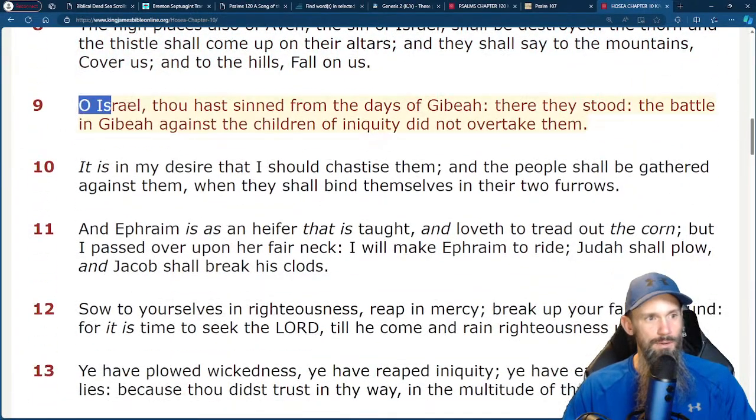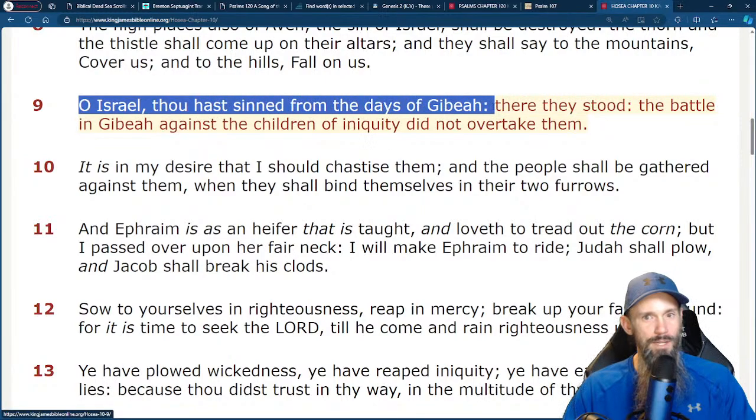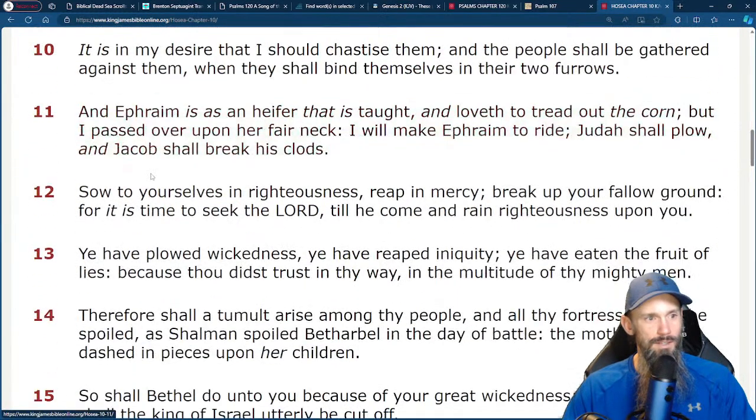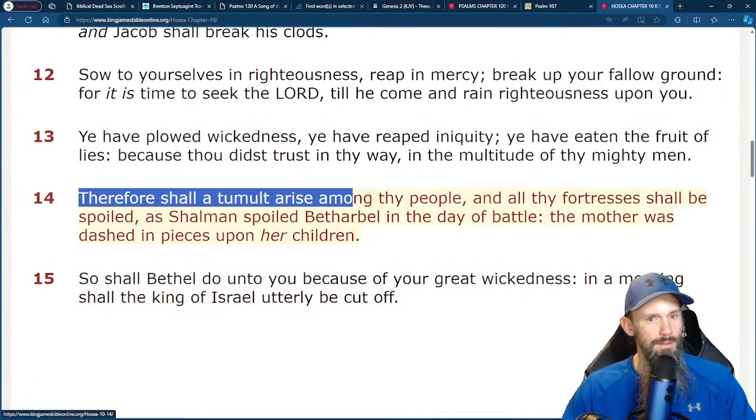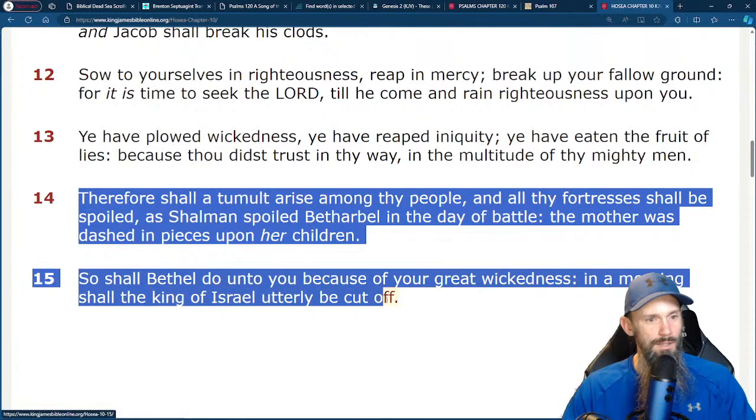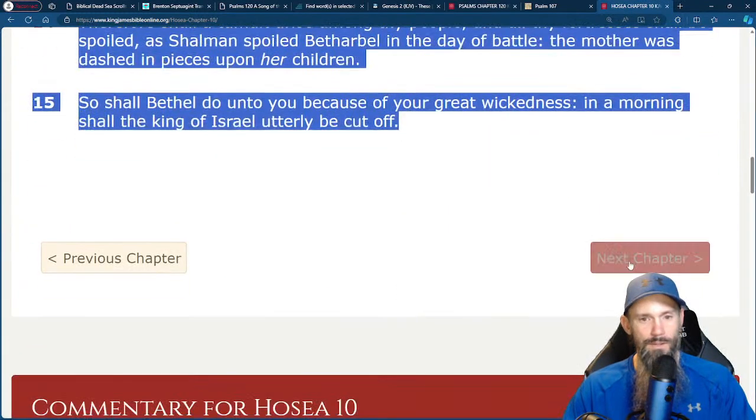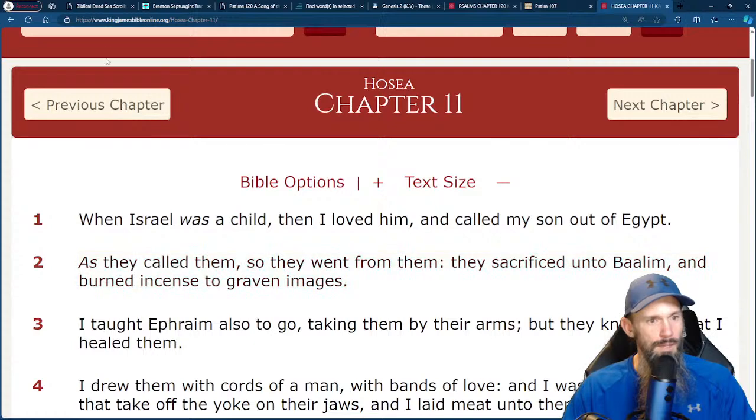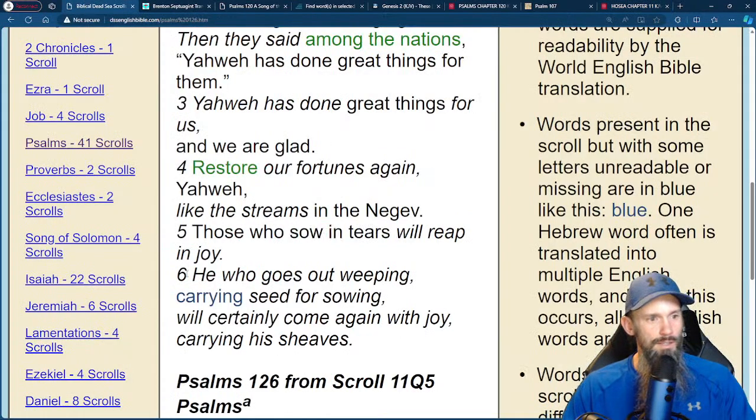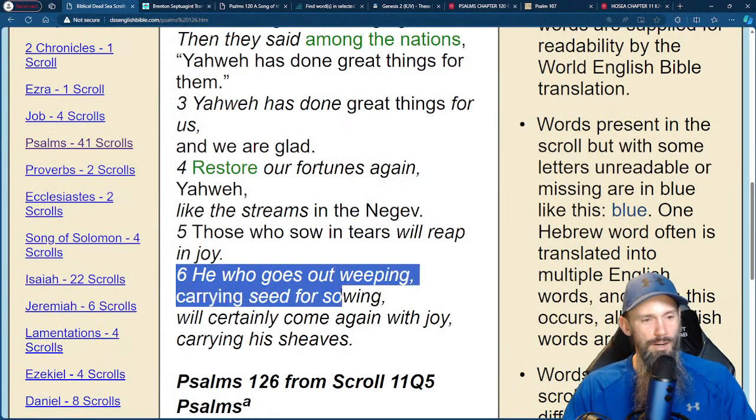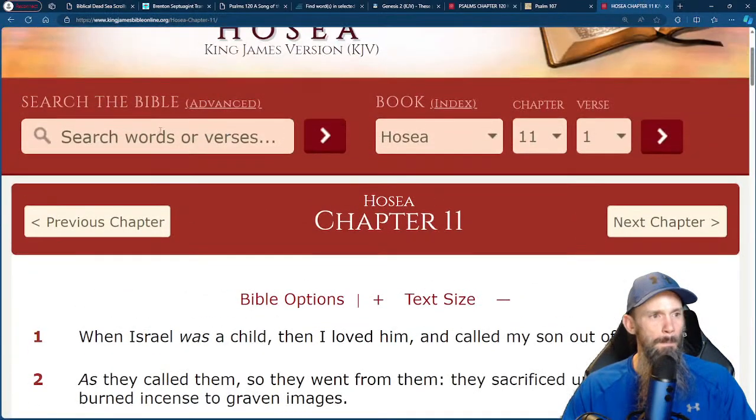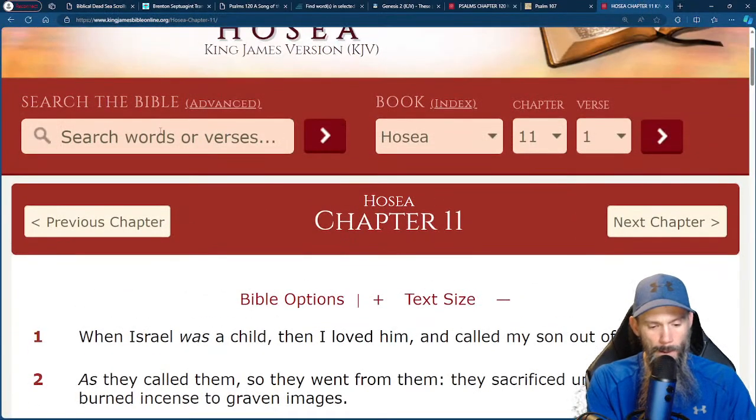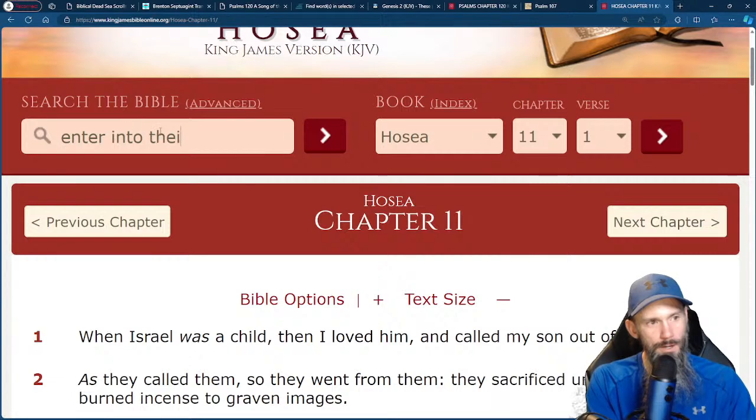He's speaking, O Israel, thou hast sinned from the days of Gibeah. Yep, he's speaking to the northern kingdom. That's what it looks like. Still a good verse, though. He who goes out weeping and carrying seed for sowing will certainly come again with joy, carrying his sheaves. Enter into their labors.